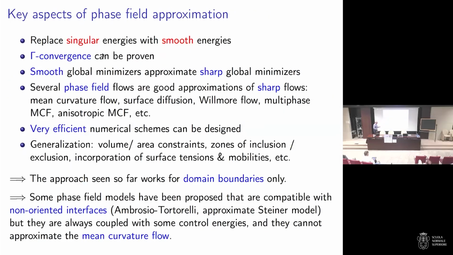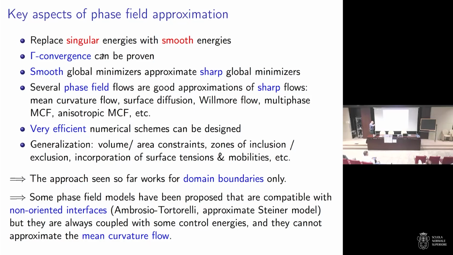Fine. So the key aspect of phase field approximation is that you replace singular energies with smooth energies. So in your approximation, everything is smooth. The function is smooth, the approximate functional is smooth. The gradient flow is also a nice reaction diffusion equation of order 2 for the mean curvature flow, of order 4 for the Willmore flow.